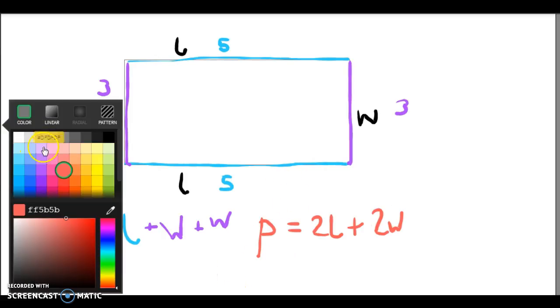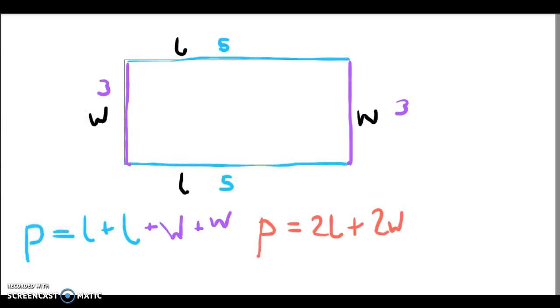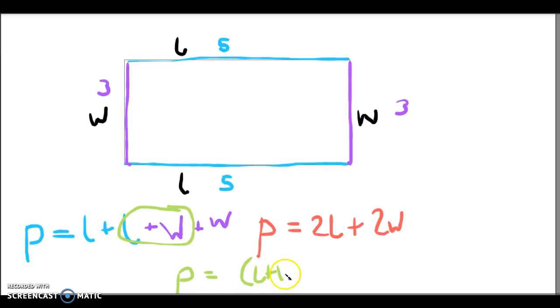Now there's one other way that we can write it. Say instead of multiplying 5 times 2 plus 3 times 2, I wanted to add these two sides first. Say I wanted to do 3 plus 5, this piece right here. I can absolutely start with that piece, so I would do L plus W. But I can't just stop there, because that would only give me 2 of my 4 sides. I need to add in the other 2. I need to do 3 plus 5 twice.